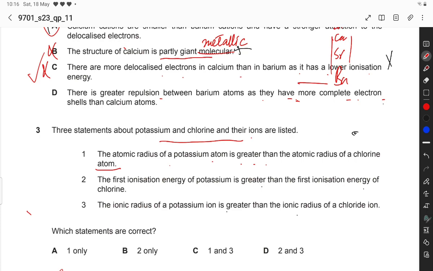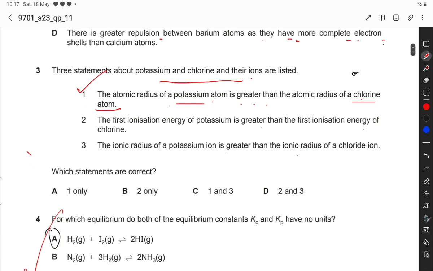And you know that potassium is present in group 1 and chlorine is present in period 3. Potassium is present in period 4 and chlorine is present in period 3. So that's why, regarding atomic radius, there are 3 shells in chlorine and 4 shells in the potassium atom. So that's why the potassium atom has a larger atomic radius than the chlorine atom.